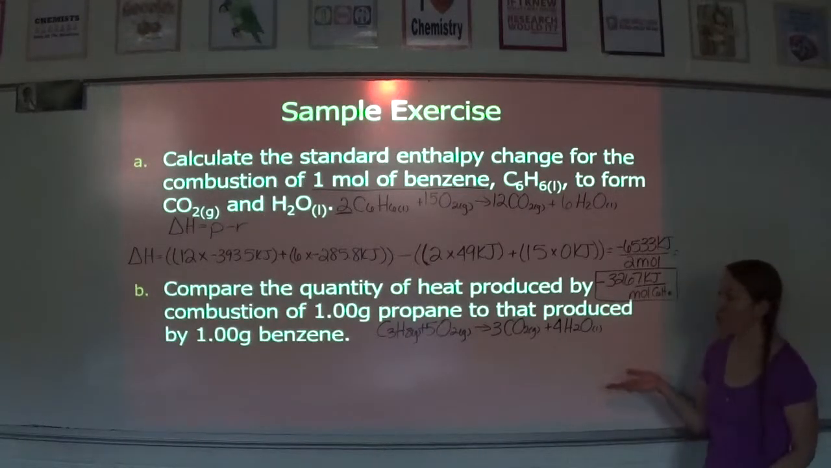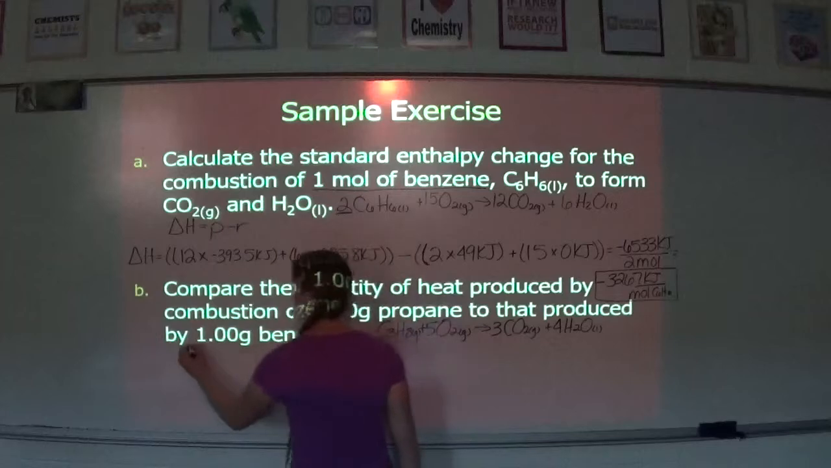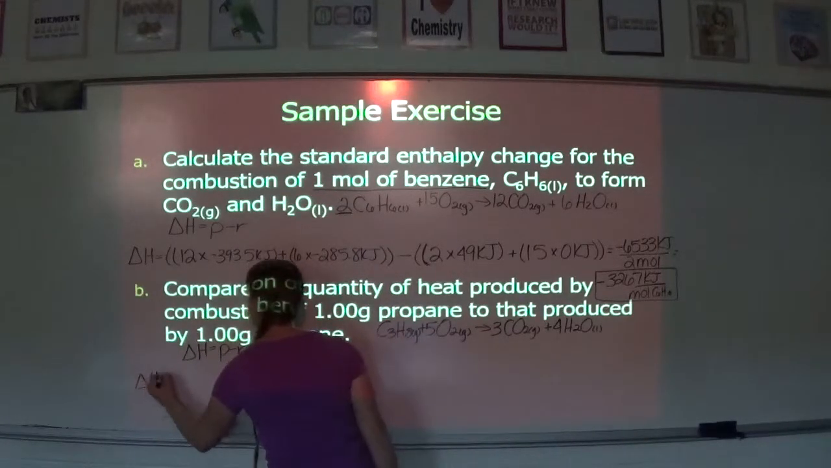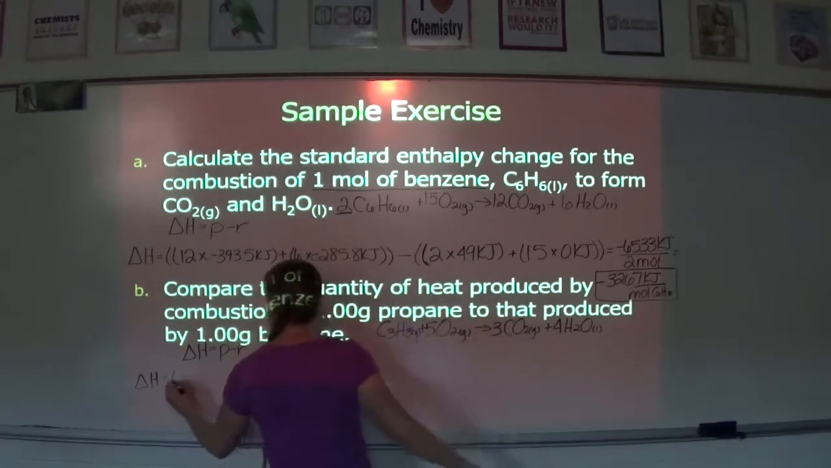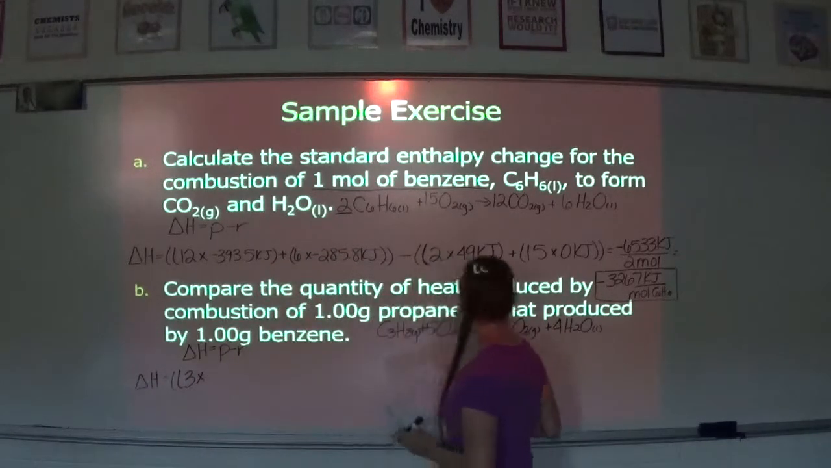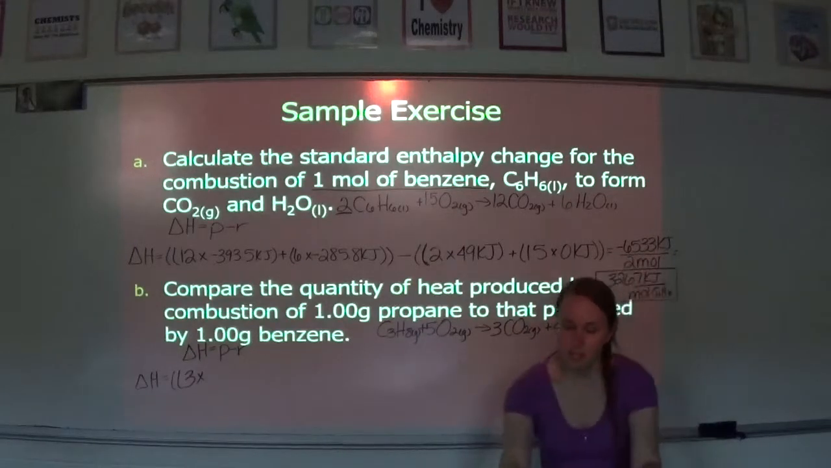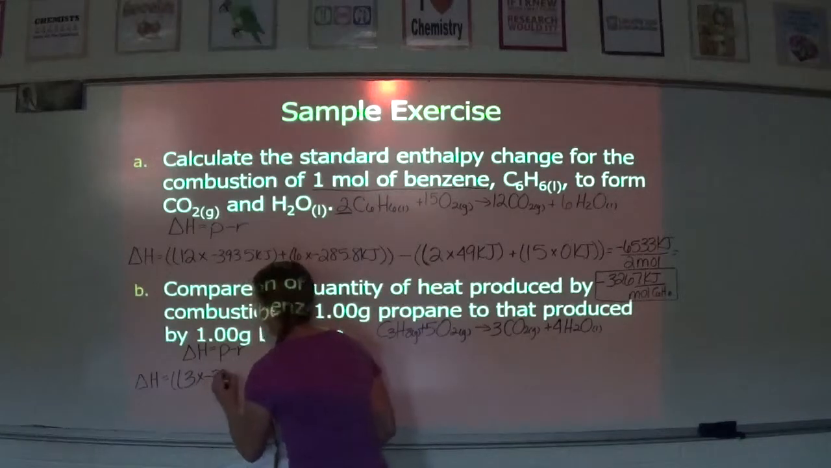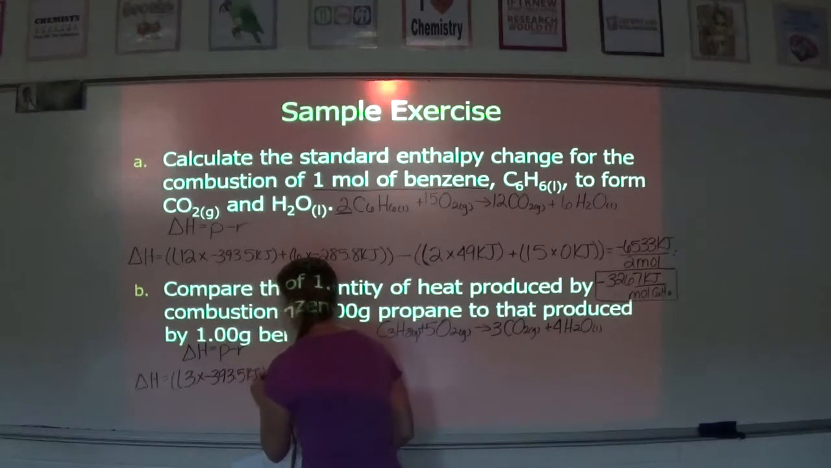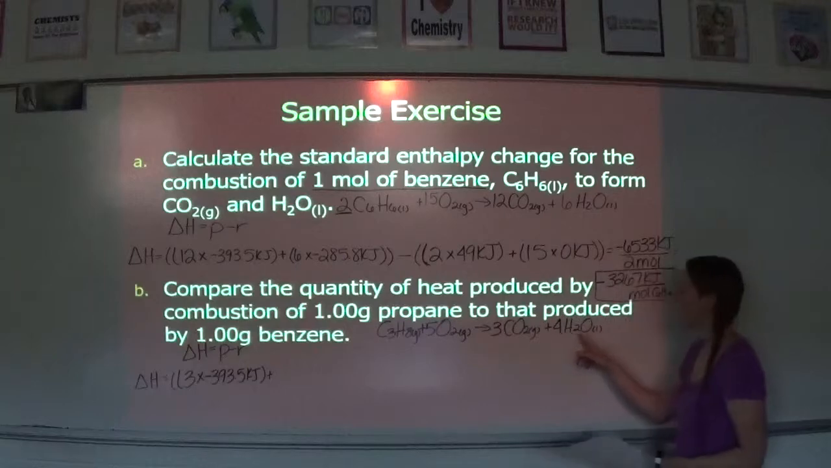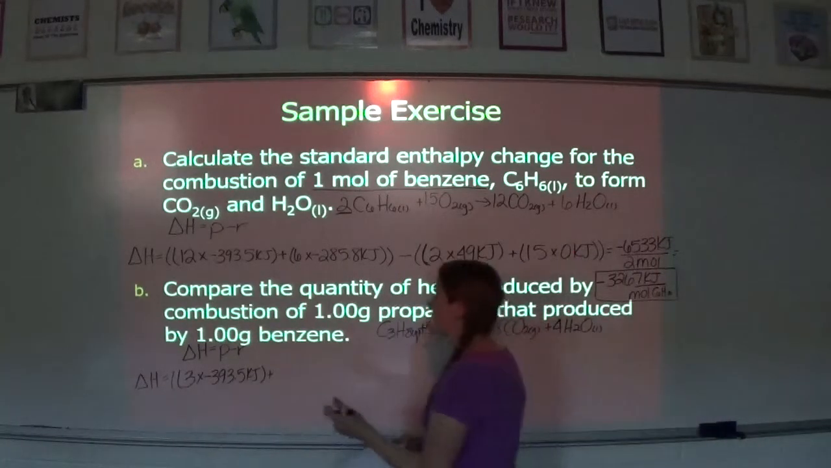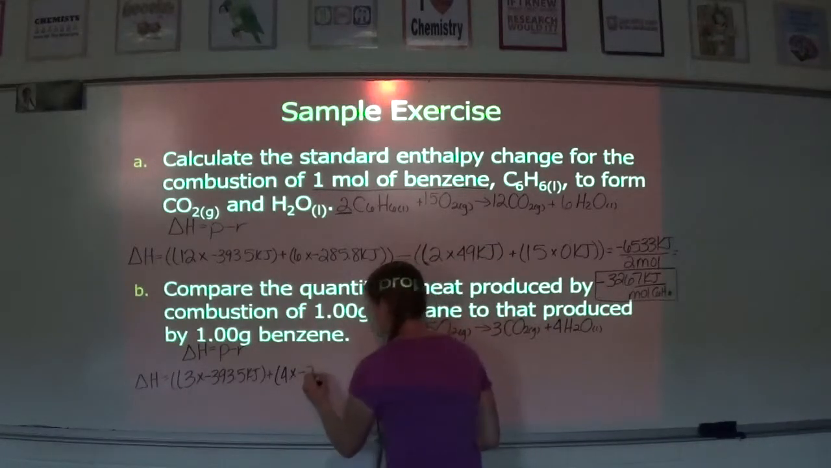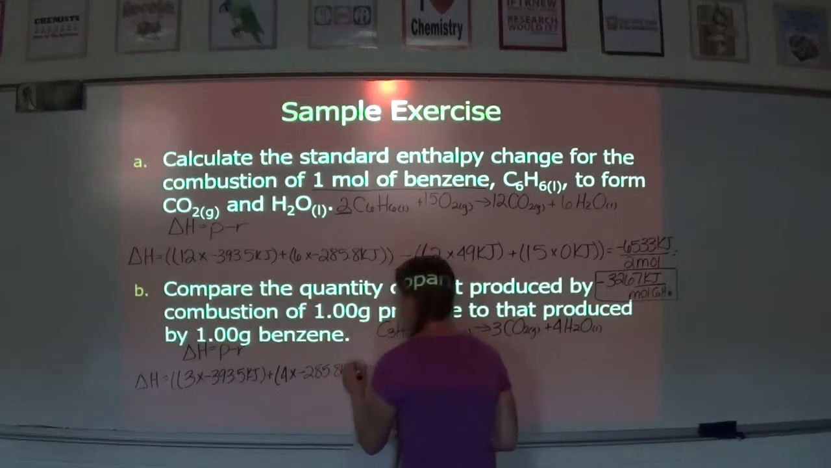Hopefully I'll have enough room. I may have to erase in the middle of it. So remember, our delta H is products minus reactants. So let's start with our products. So we have 3 CO2 gas. So I put 3 times, and then I'm going to find my CO2 gas on here, and it's negative 393.5 kilojoules. Alright, so I took care of that. And then we have 4 moles of liquid water. So I'm going to do 4 times my liquid water, which is negative 285.8 kilojoules.